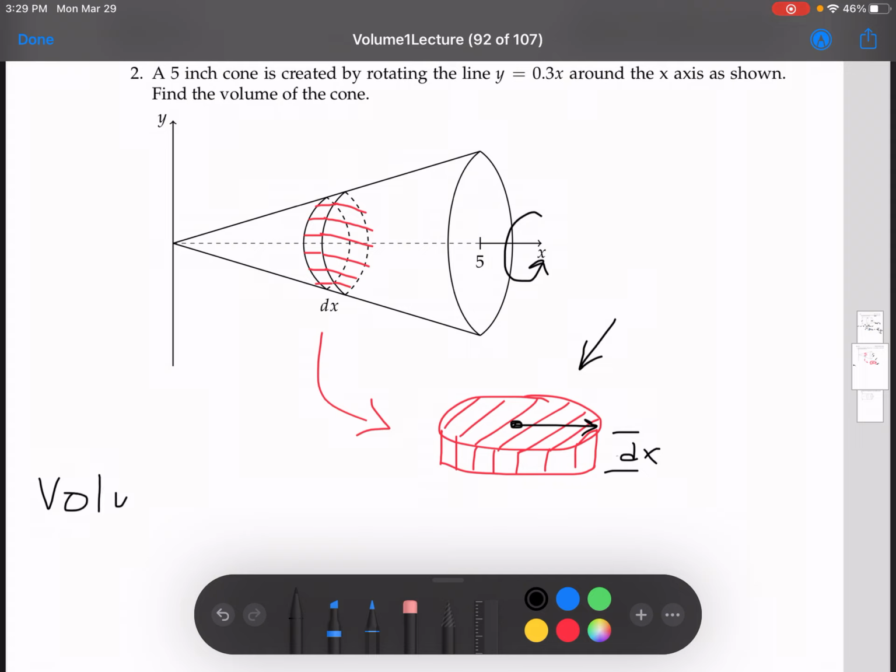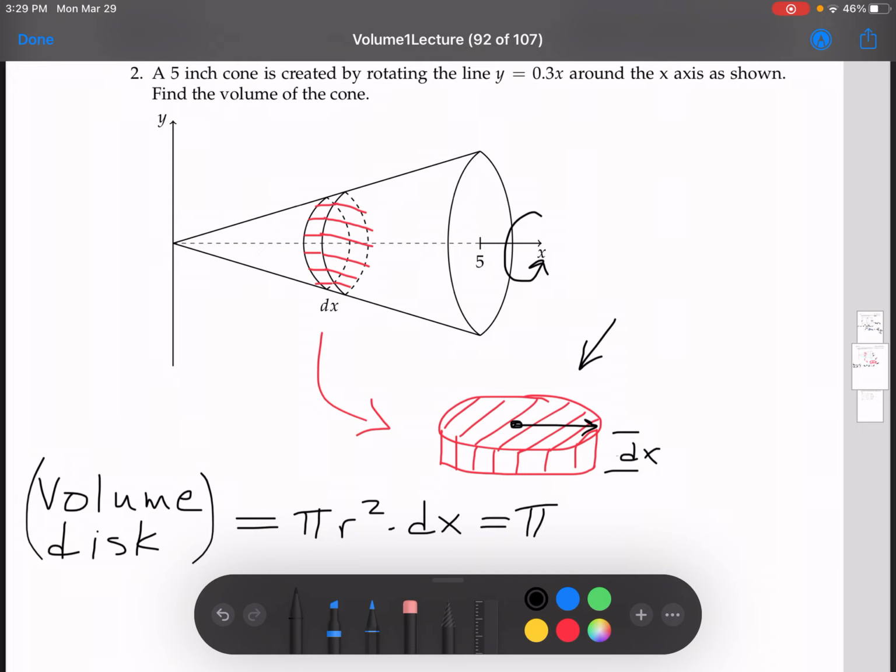And the volume of a disk, the volume of this arbitrary disk, is the area of the top of the disk times the height. The area of the top, it's a circle, so we have pi r squared times dx being the height. So we have pi something squared, the radius squared, times dx.